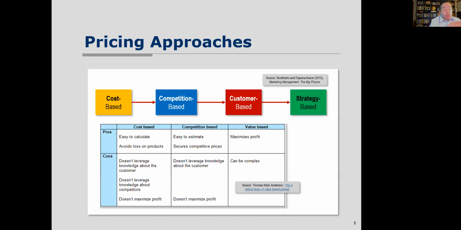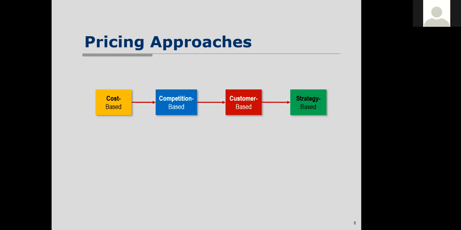And then finally, the value-based approach, where we bring the price as close as possible to the value, what the customer really gets. For example, somebody buying a Mercedes is buying it not just for the transport, but also for the signaling of status, wealth, and power. That's what the value is to that customer. Because it has that value, the price is higher and has to be higher. So this can be a way of maximizing profit, but the negative of the value-based or customer-based approach is that it can be complex, because you actually have to really understand the customer. And then there's the strategy-based approach.